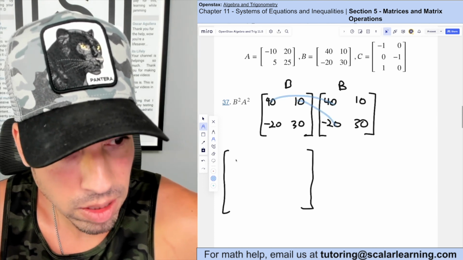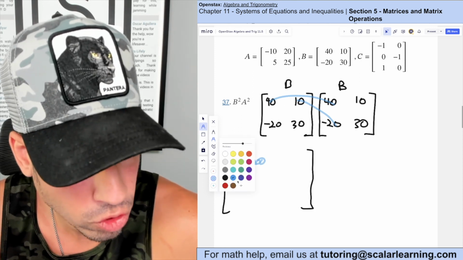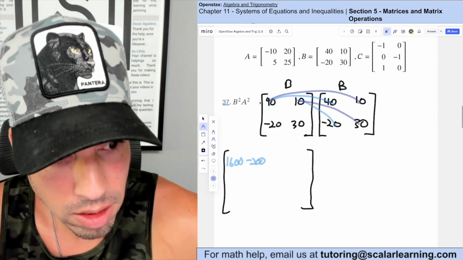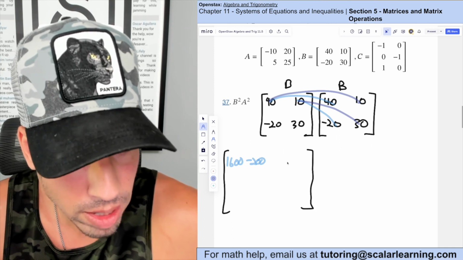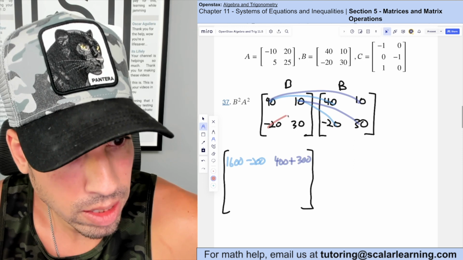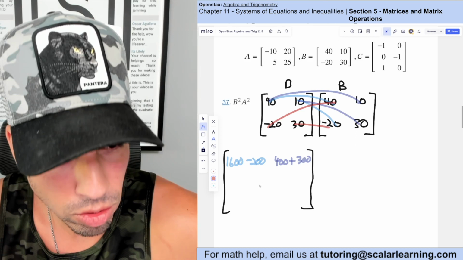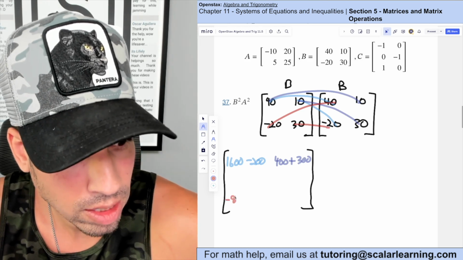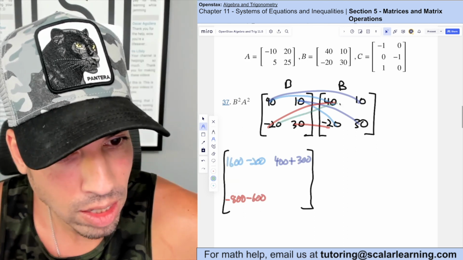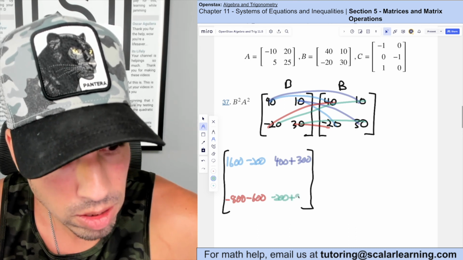40 times 40 plus 10 times negative 20. That's 1600 minus 200, or plus negative 200. Then we've got 40 times 10 plus 10 times 30, right? This, we go across the row and down the column, right? So we got 400 plus 300. Now we got down here, we got negative 20, again, across the row, down the column. So we reset: negative 20 times 40 plus 30 times negative 20. That's negative 800 minus 600, or plus negative 600. Last but not least, we got negative 20 times 10 plus 30 times 30. That's negative 200 plus 900.